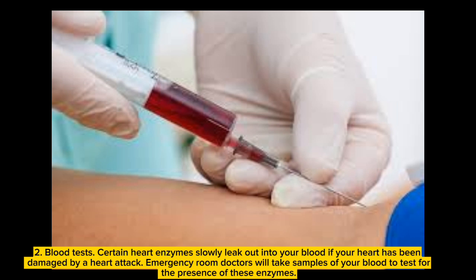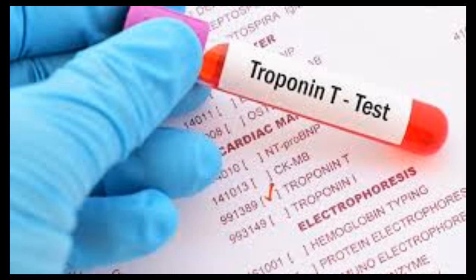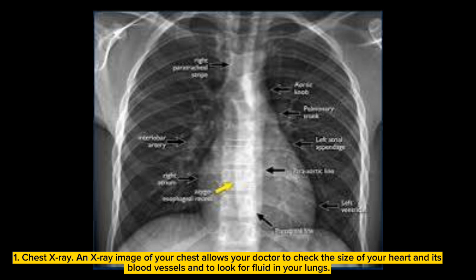2. Blood test. Certain heart enzymes slowly leak out into your blood if your heart has been damaged by a heart attack. The emergency room doctor will take a sample of your blood to test for the presence of these enzymes, and these are myoglobin and troponin, but their main focus will be on the troponin. Additional tests: 1. Chest X-ray. An X-ray image of your chest allows your doctor to check the size of your heart and its blood vessels and to look for fluid in your lungs. 2.